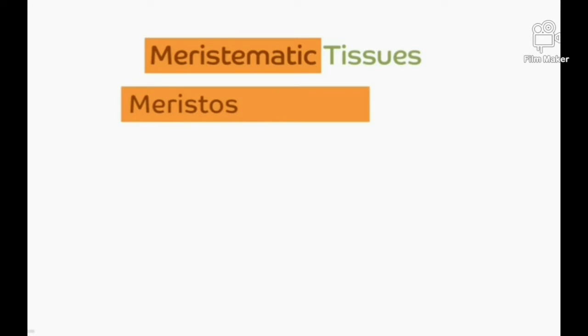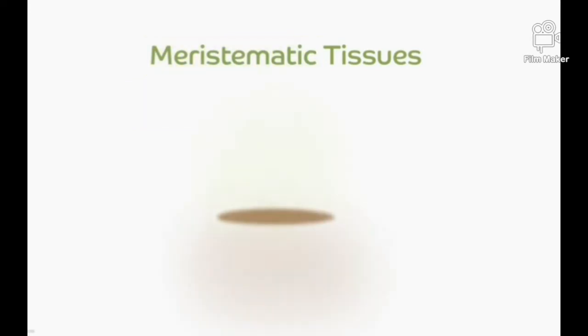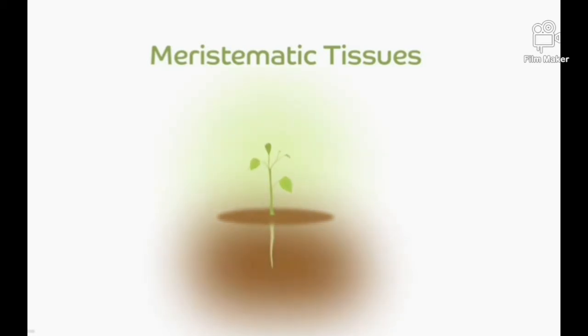The dividing tissues in plants are known as meristematic tissues. Where does the word meristematic come from? It comes from the Greek word meristos, meaning divided. Well, the main function of this tissue is to divide and help the plant grow.